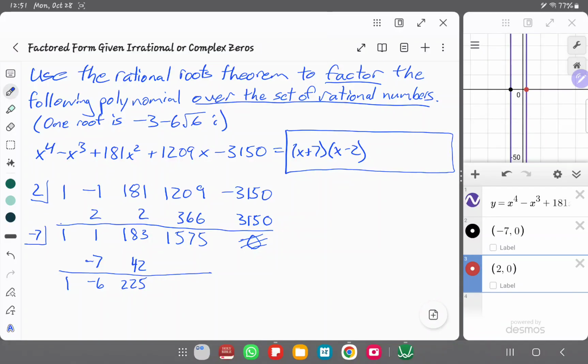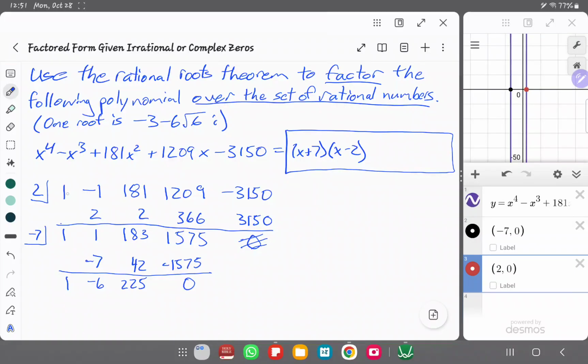225. And then negative 7 times 225, let's go ahead and confirm. That is negative 1575. So negative 1575. Add those, I get 0. So this is the leftover factor, right?